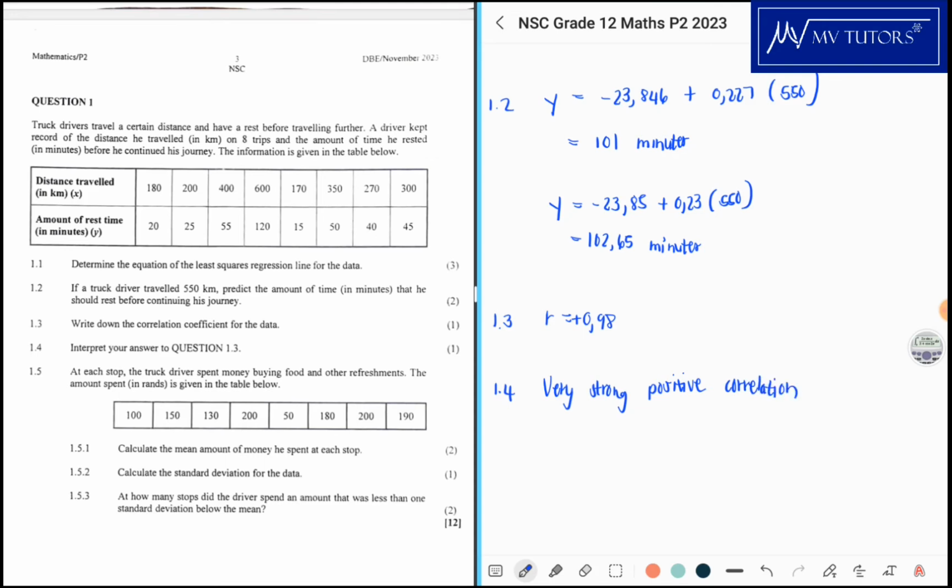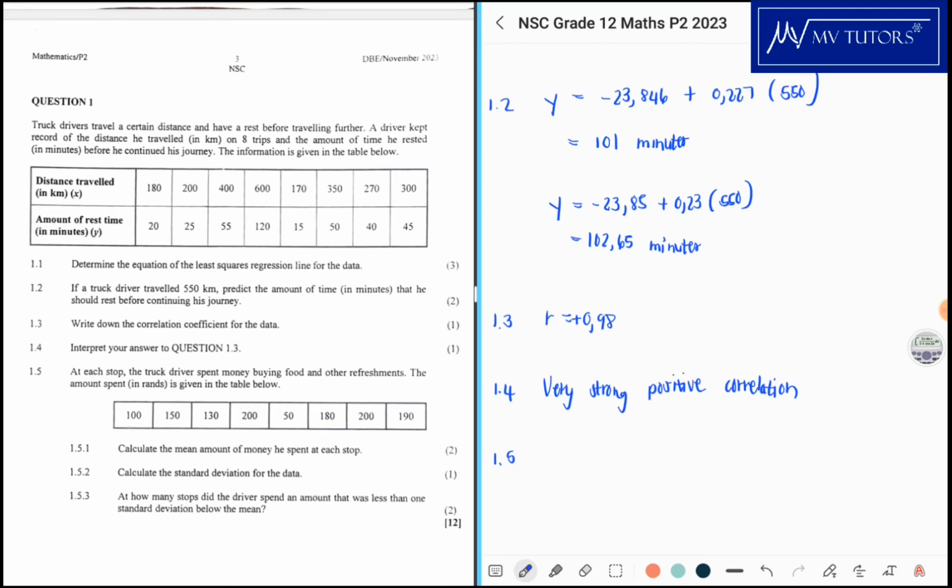I don't think you need to write anything more. It's just 1 mark. And then 1.5, it says at each stop, the truck driver spent money buying food and other refreshments. The amount spent in rands is given in the table below.